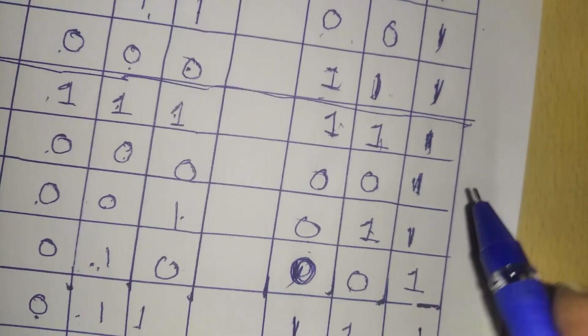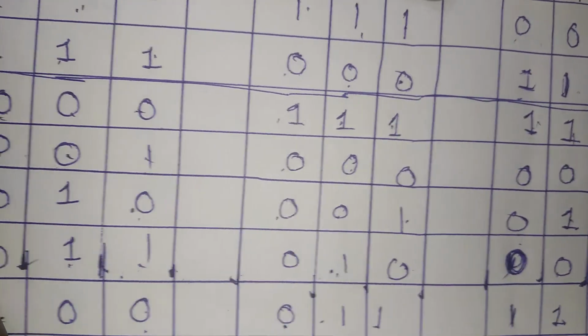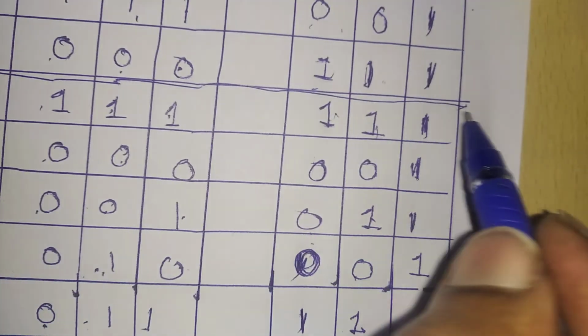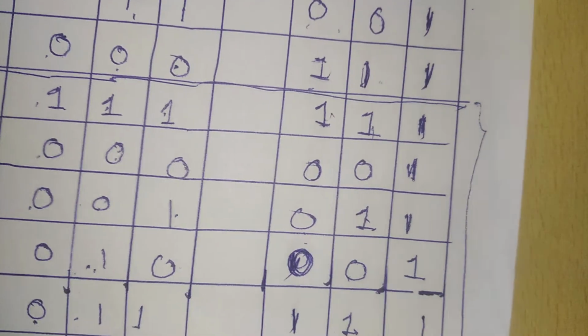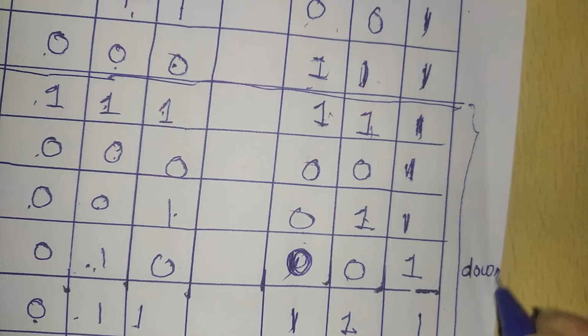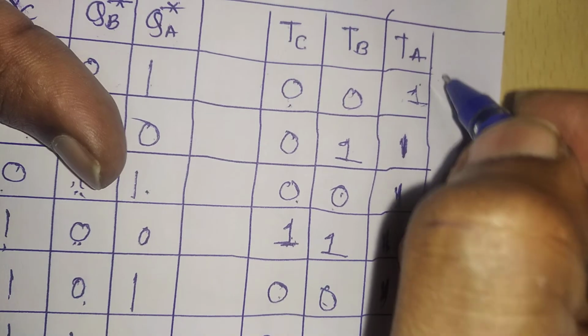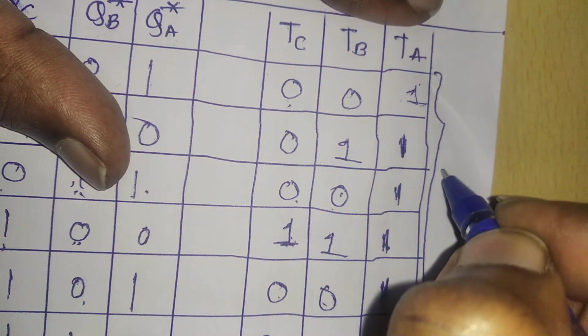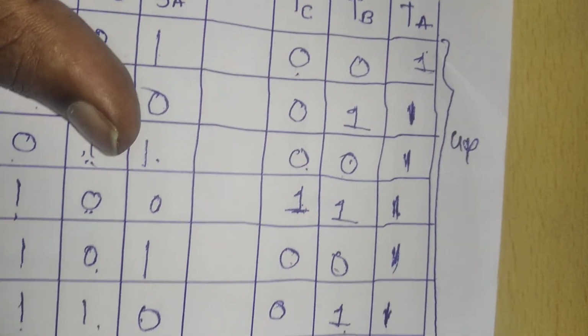We are using this from this row, this is for down counting, and this is for up counting.